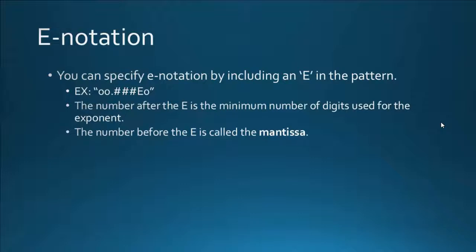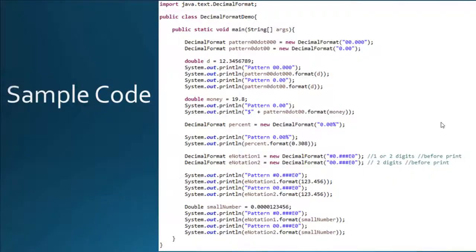E-notation. You can specify e-notation by including an E in the pattern. So, for example, 00.###E0, and there's those optional pound symbols, or octothorpes for the fancy. The number after the E is the minimum number of digits used for the exponent. The number before the E is called the mantissa.